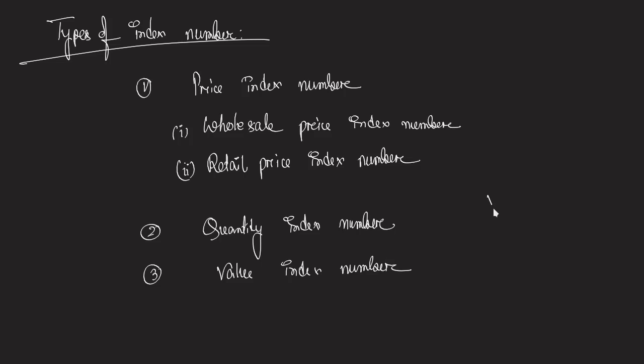So value, I already told you this relationship, please remember the value is price into quantity, right? So price into quantity is the value. So value index number, quantity index number, price index number. As the name suggests, a price index number will calculate the price.